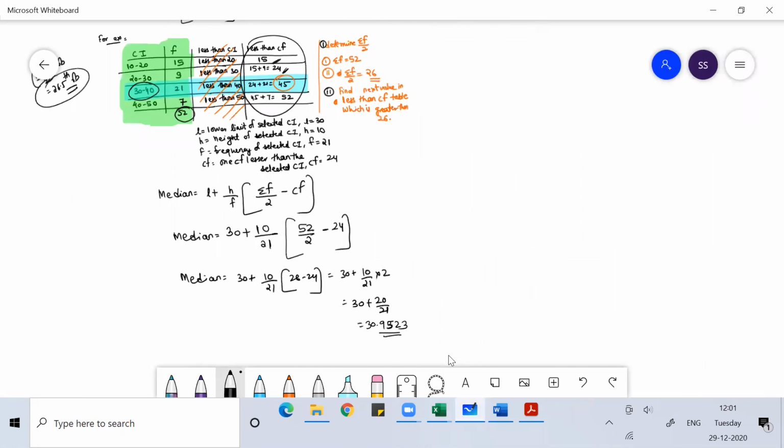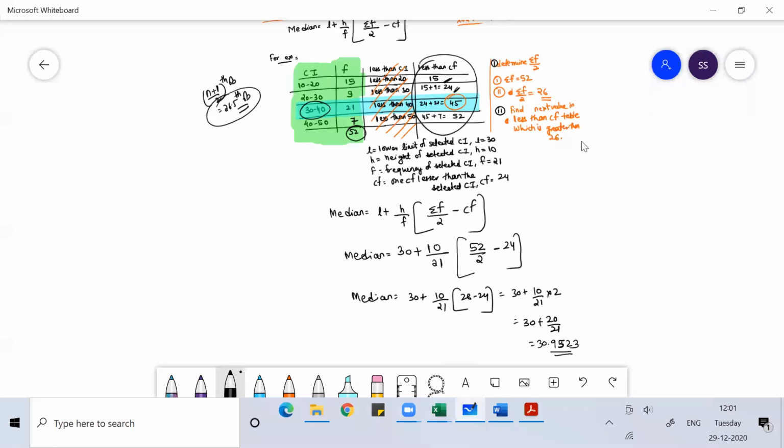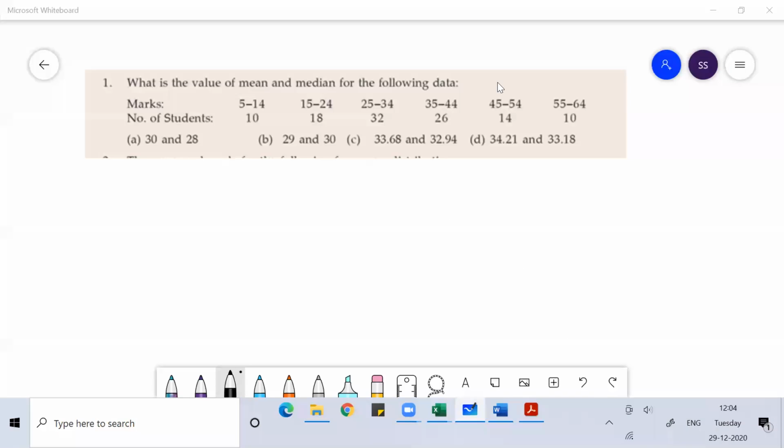Clear, everyone? Anyone have any doubt? I hope you understood the calculation of median whenever the class interval with frequency is given. So let's do one problem so that whatever I have taught you about mean and median, that concept will get clear for you.